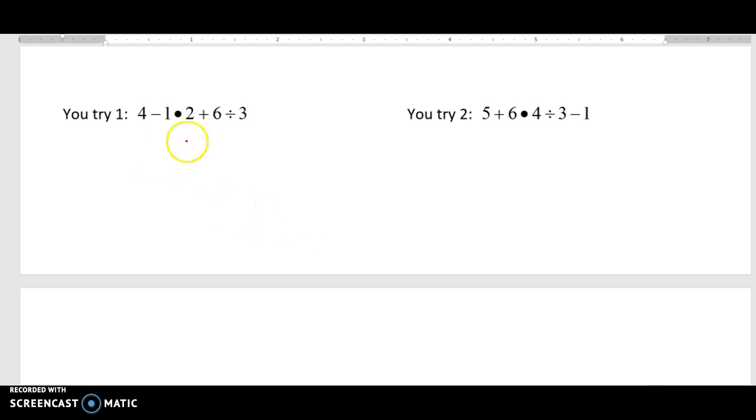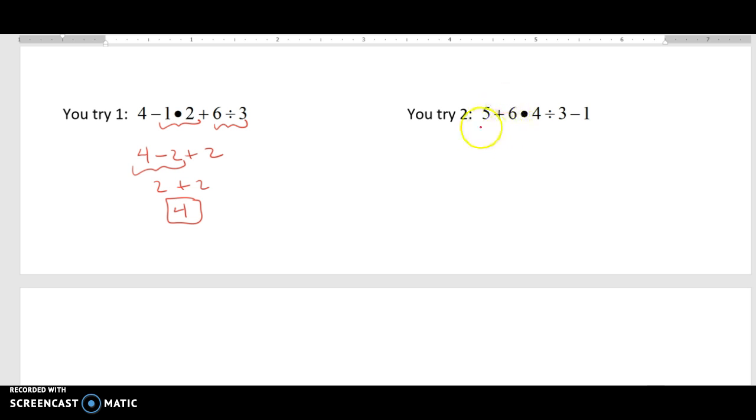All right, let's take a look at you try number 1. As I scan from left to right, no parentheses or exponents. So I stop, I do the multiplication. But because I have addition separated into 2, I can actually do both operations at one time. 1 times 2 is 2. Plus 6 divided by 3 is 2. And now I can do the addition and subtraction. 4 minus 2 is 2, plus 2, which is 4.